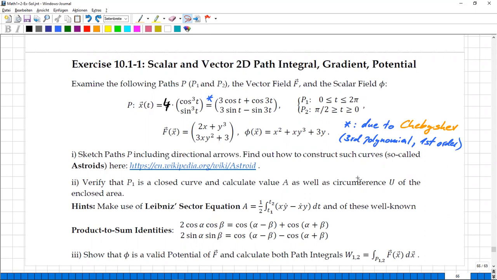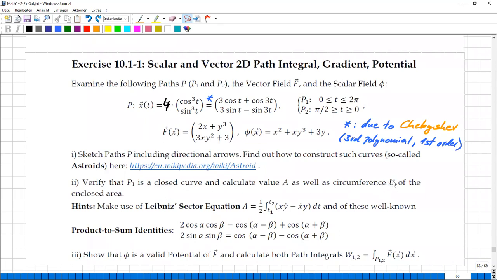Firstly, its circumference. Oh no, it starts with A. Okay, firstly, where is it? Okay, I see. Look here. This is about the area that is enclosed by this curve. And we are asked to calculate the value of this area, which is called A here, and also its circumference. So now these are two quite different questions.